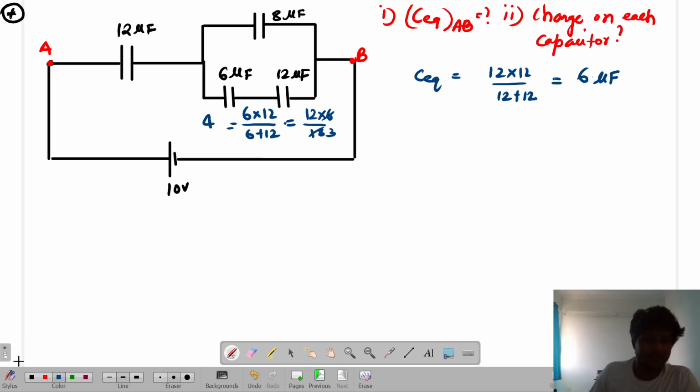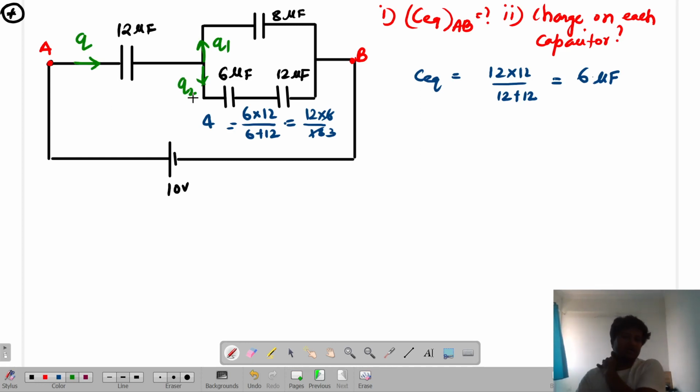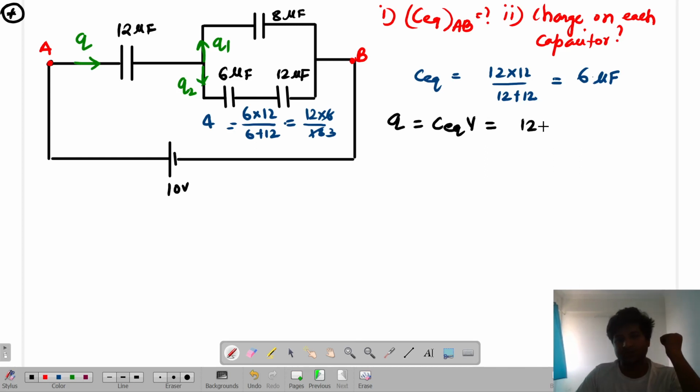Look over here. Can we say that, suppose here the charge was Q, that will divide into two parts, Q1 and Q2, and whatever Q1 and Q2 are, that will be the same on 6 and 12. So net charge Q is C equivalent into potential V. C equivalent is 6 microfarad into 10, so 60 microcoulombs.